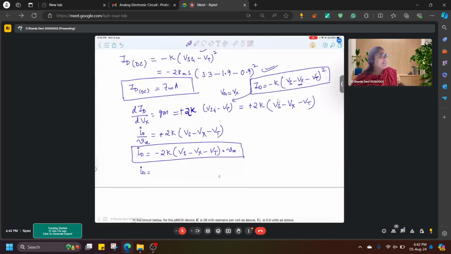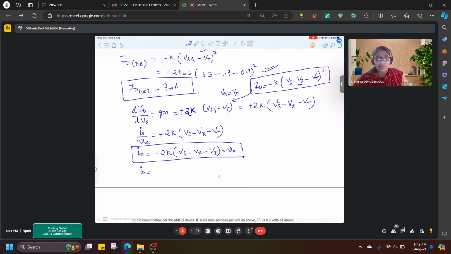Small changes or small inputs are generally signals. So we call them signals or inputs, and they are not DC. That's why we change capital ID to small id. And from there we started.